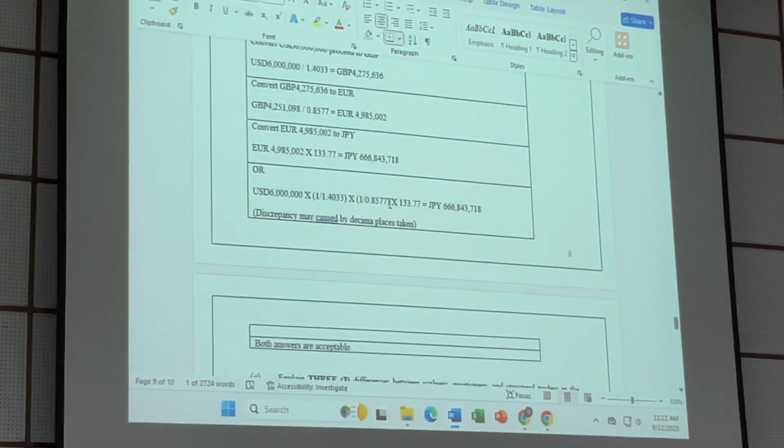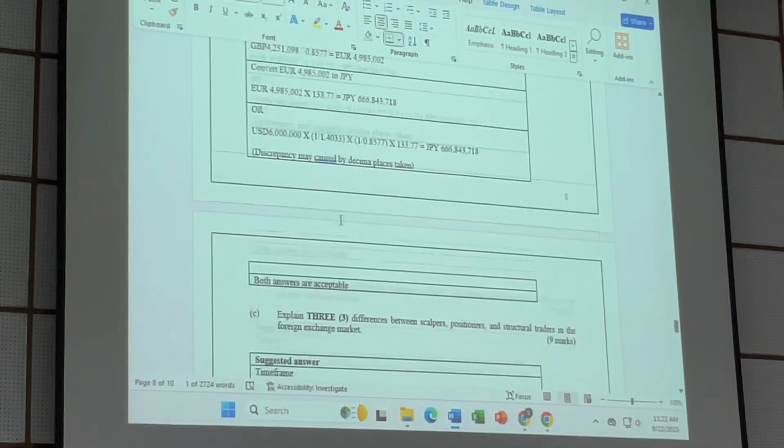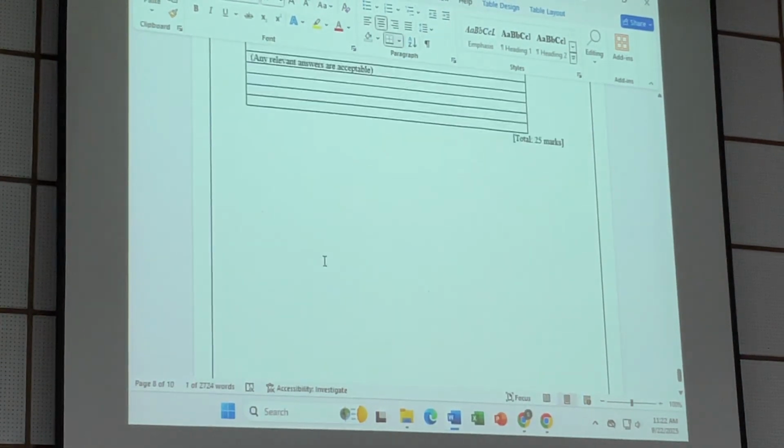Okay, so after that, I think no more. This is one of the most difficult questions. Okay, so after that, all theory.